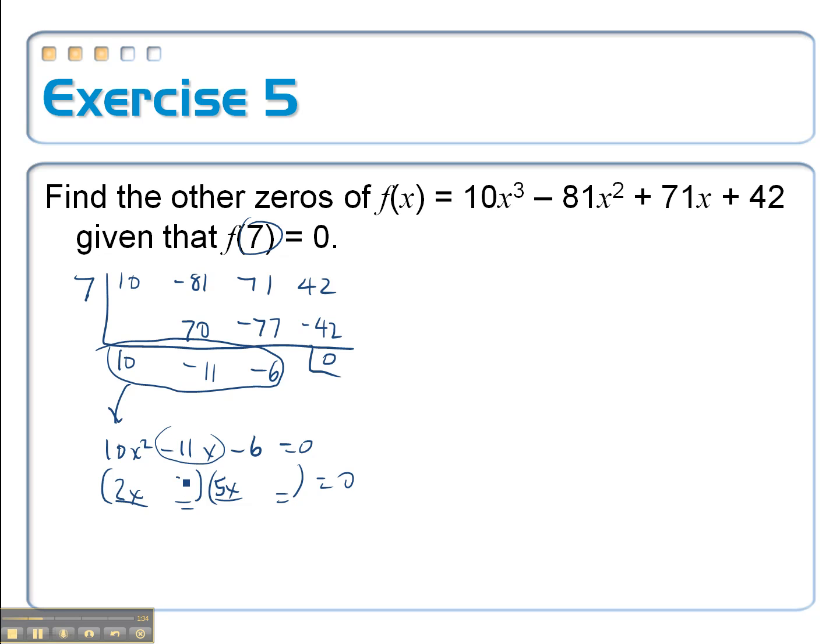So let's try a 3 and a 2. From the inside product, we've got 15. From the outside product, we've got 4. And if I subtract those, I would get negative 11. So the 15 has got to be negative, and the 4 positive. There we go. So now getting our zeros from this, we have x equals, from the first one, add the 3 over, divide by 2, 3 halves. Second one, subtract the 2 over, divide by 5, is negative 2 fifths. And then of course I have my original 7.